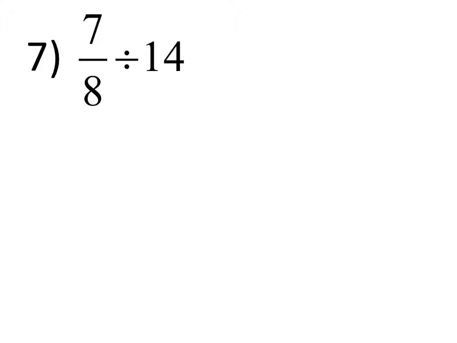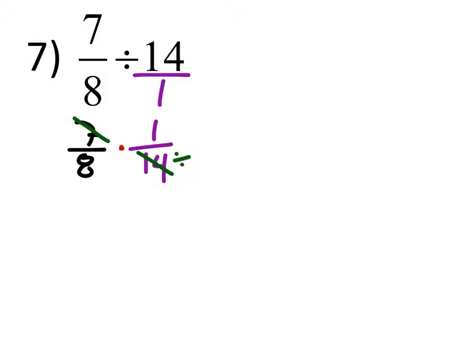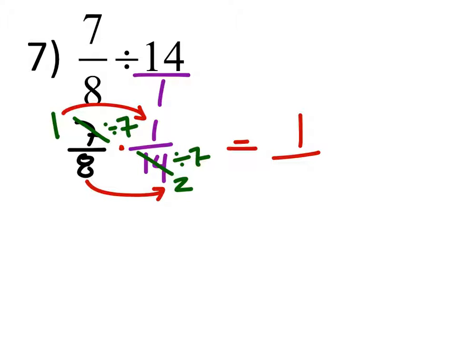All right, so let's start this one. Again, that first number stays the same, 7/8. Now again, I'm going to change that to multiplication. Now that 14 is over 1, so I've got to reciprocate that into 1 over 14. When we look to simplify, I'm looking at the 7 and the 14, because both of those are divisible by 7. So I really end up with 1 here and a 2 there. Then 1 times 1 is 1, and 8 times 2 is 16.